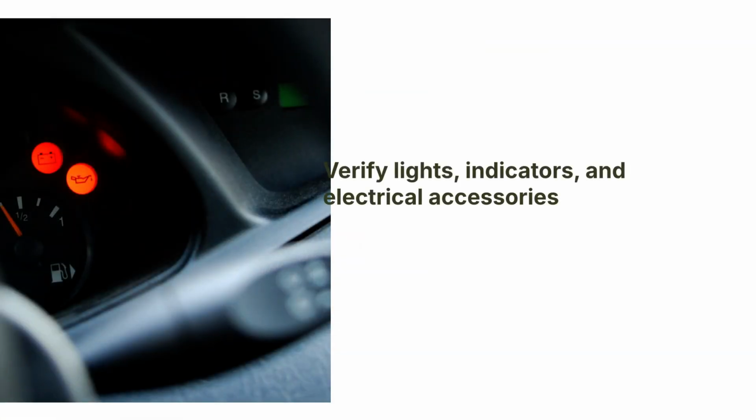Verify all lights and indicators are operational. Check electrical accessories like wipers and horn. Inspect fluids and filters for maintenance needs. Ensure safety equipment is accessible and functional. Confirm all systems meet safety standards.